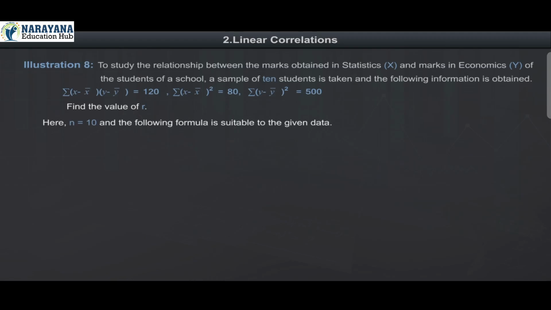Here n is equal to 10 and the following formula is suitable to the given data. R is equal to sigma (x minus x bar) into (y minus y bar) divided by under root sigma (x minus x bar) whole square into under root sigma (y minus y bar) whole square is equal to 120 divided by under root 80 into under root 500 is equal to 120 divided by under root 40,000 is equal to 120 divided by 200. Therefore, R is equal to 0.6.